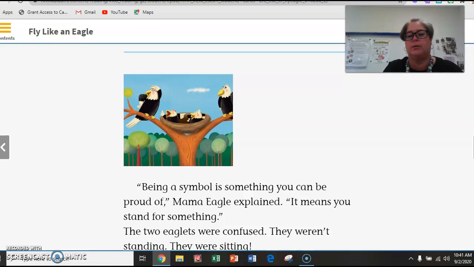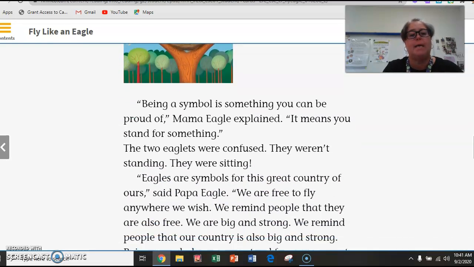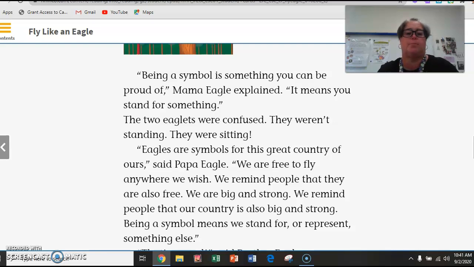So let's continue reading. "Being a symbol is something you can be proud of," Mama Eagle explained. "It means you stand for something." The two eaglets were confused. They weren't standing, they were sitting.